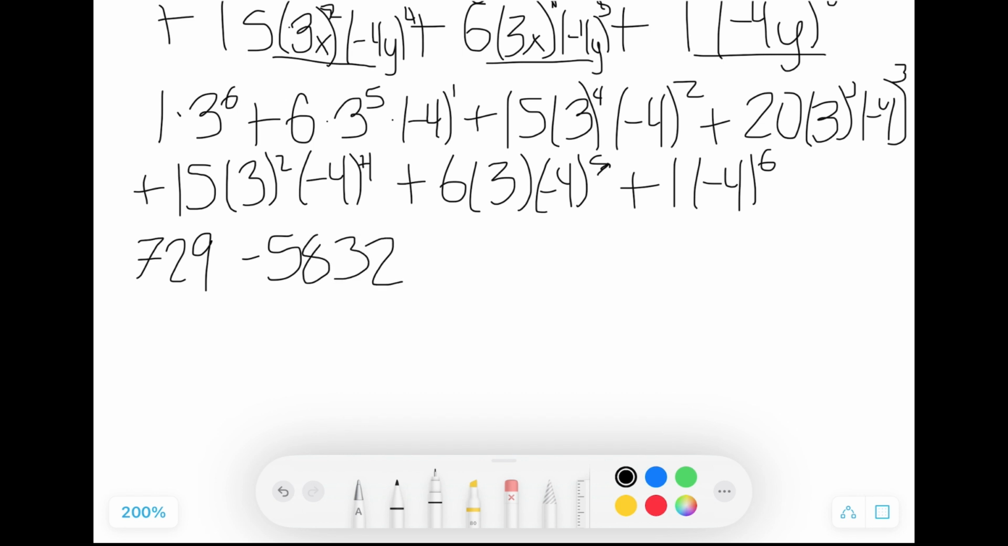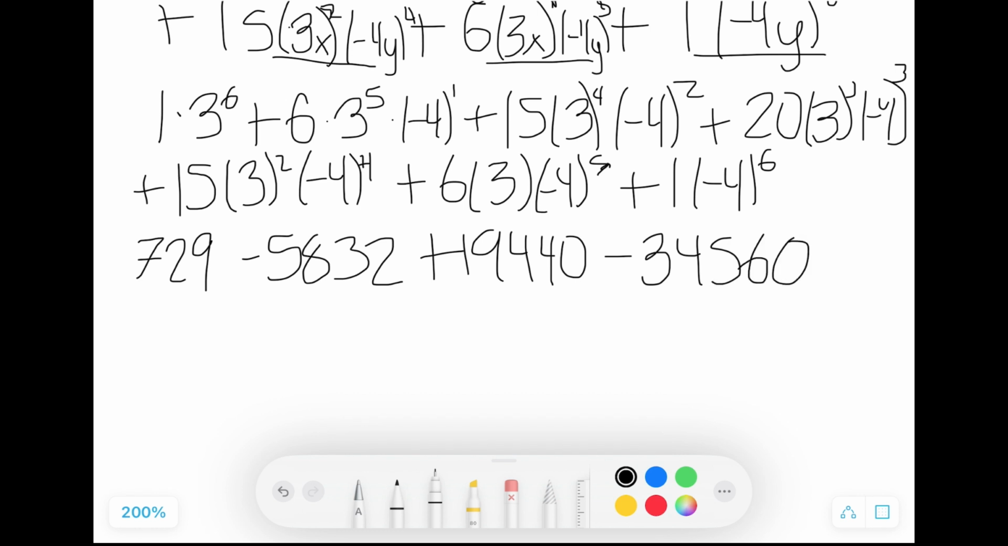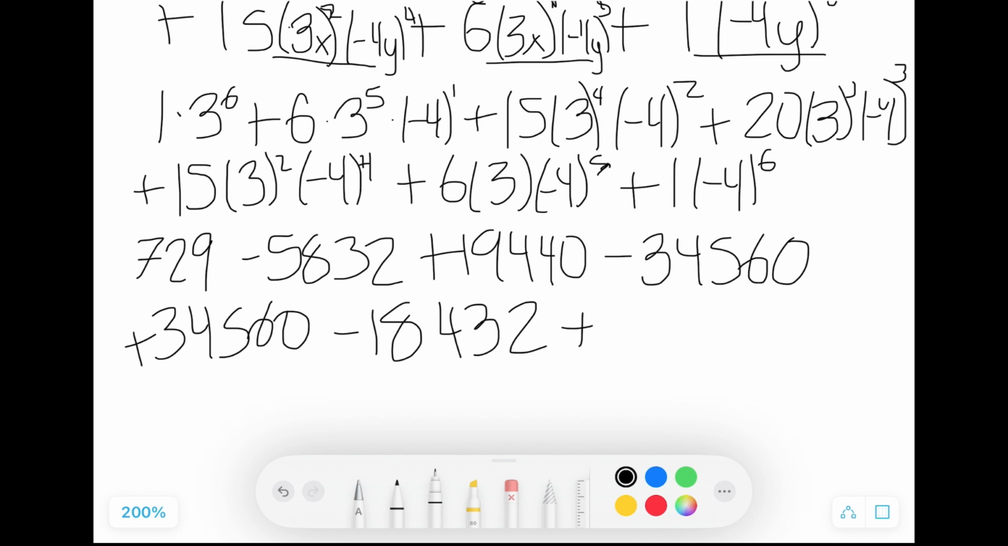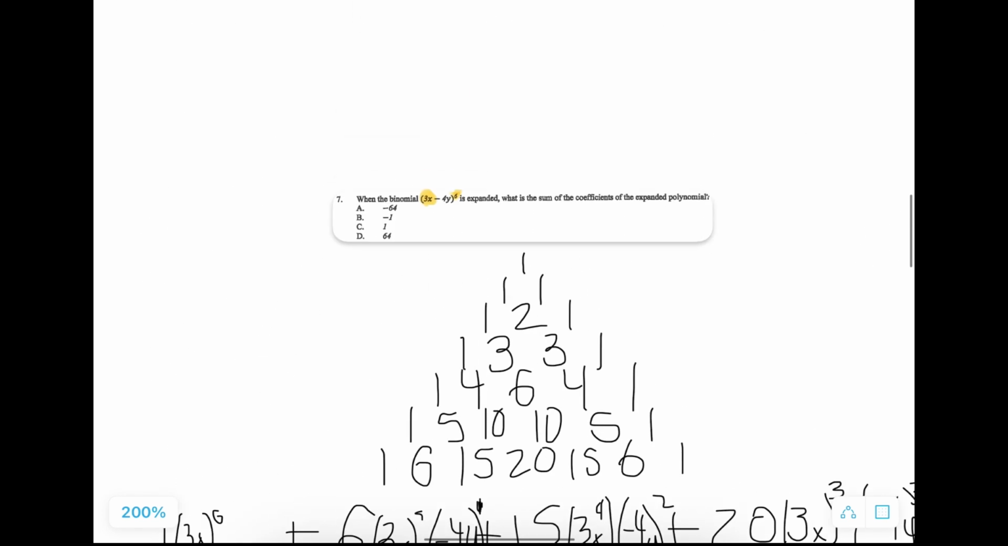And then we get plus 19,440, minus 34,560, plus 34,560, and then minus 18,432, plus 4,096. Add those all together, that will give you a positive 1. And so the answer to this one is C.